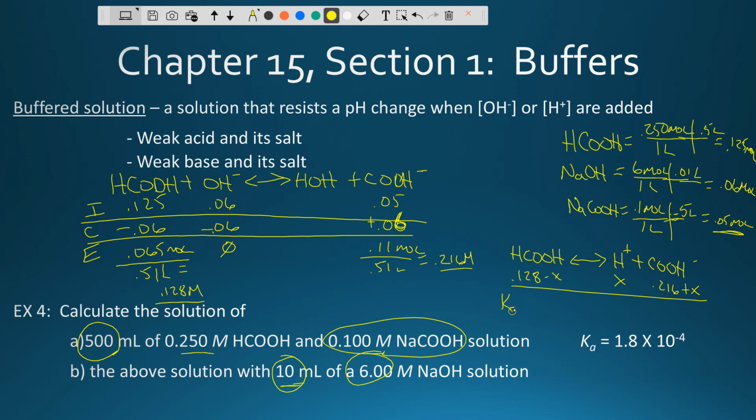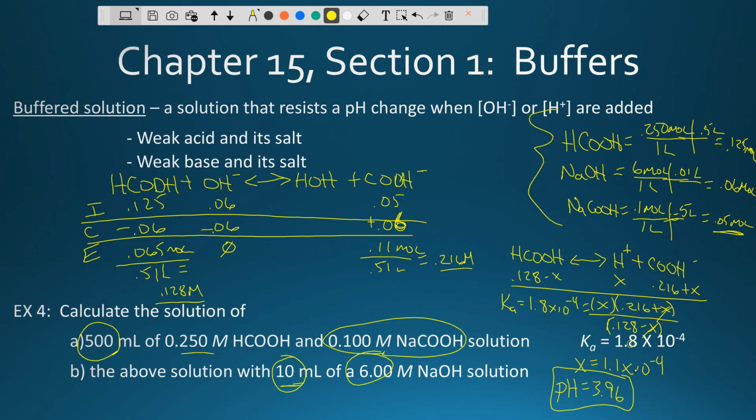All right, so my Ka ends up being 1.8 times 10 to the negative 4. That equals X for my hydrogen times my 0.216 plus my X over 0.128 minus X. Okay, and this is a small value. I can disregard those, multiply both sides by 0.128, and divide by my 0.216. My X ends up being 1.1 times 10 to the negative 4. Now pH is going to be the negative log of that. I end up with a pH of 3.96.